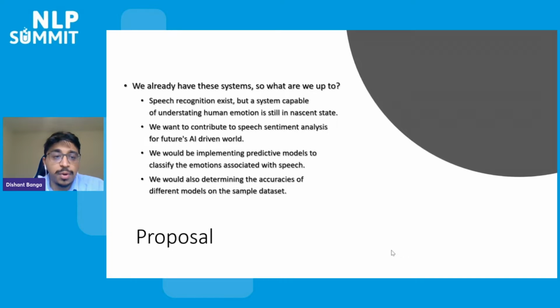We are implementing predictor models to classify the emotion in the speech. We will be determining the accuracies of the different models and identifying which one is good, because it varies from person to person and from gender to gender. The way a male person talks is different from a female person.